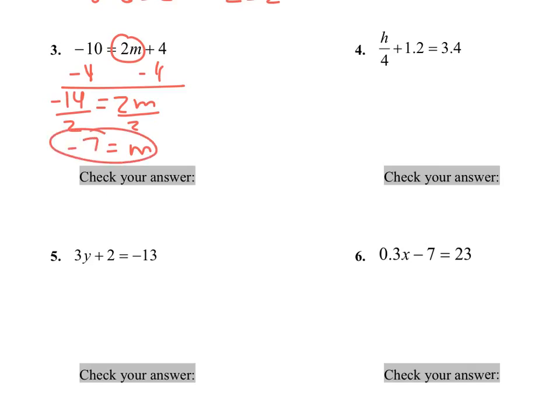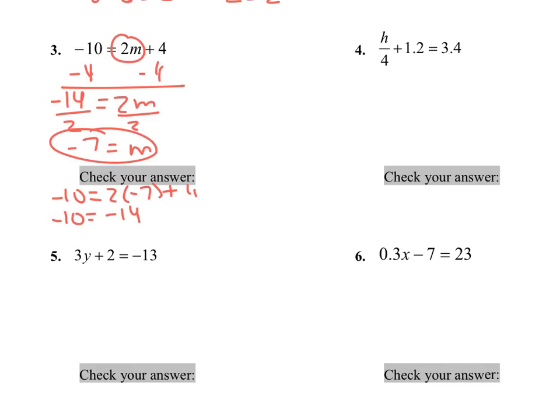Let's see if that works in our equation by substituting it in. So I get negative 10 equals 2 times negative 7 plus 4. 2 times negative 7 is negative 14, and negative 14 plus 4 is negative 10. So that checks. Okay, let's see, number 4.